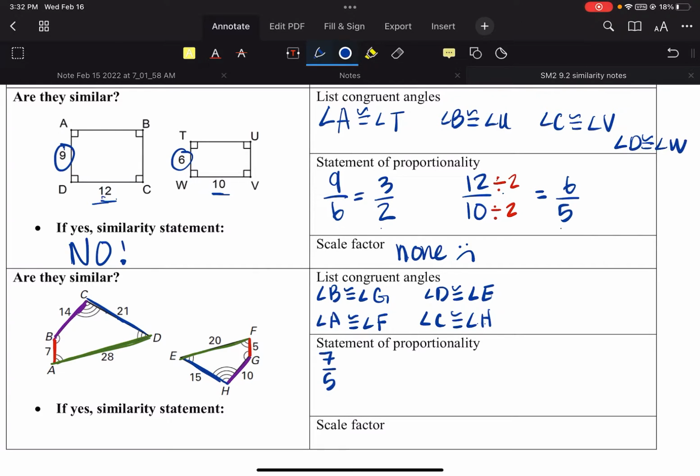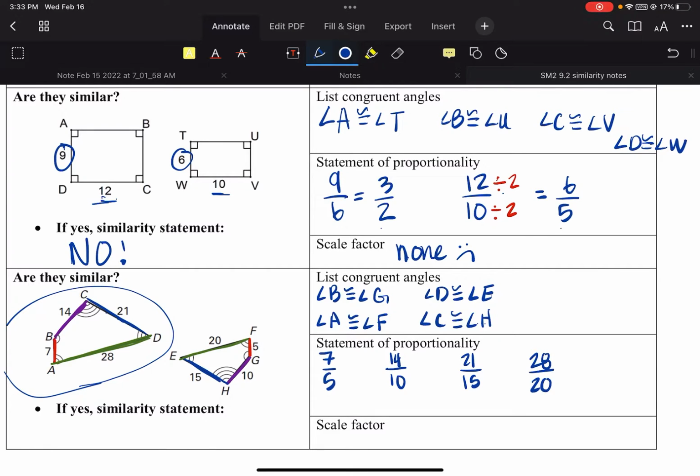Now I've put the 7 on top, which means that now the top of all of my fractions needs to be from this first shape. That's going to be the top of all my fractions. Okay, my next side lengths, like my purple side lengths, that's 14/10. My blue side lengths are 21/15. And then my green side lengths are 28/20.